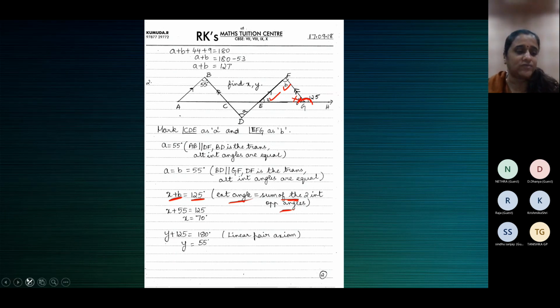Now we found b is 55 degrees. So x plus 55 is equal to 125. X is equal to 70 degrees. So now we found the value of x. Now we'll have to find y.